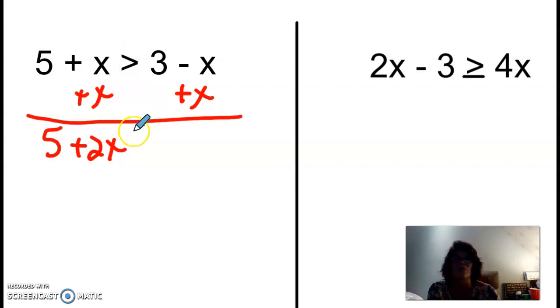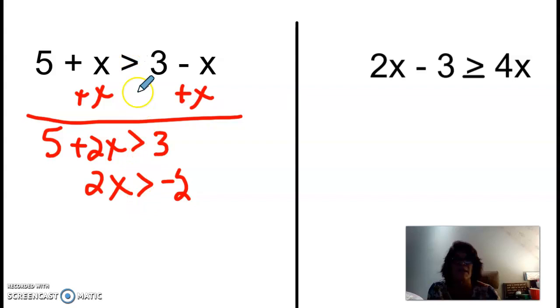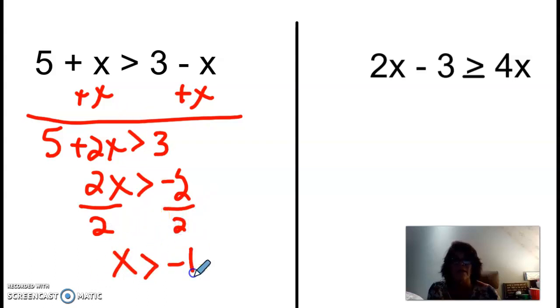We didn't divide or multiply by a negative, so we can keep that as greater than. I'll subtract 5 from both sides. Just because 3 minus 5 is -2 doesn't mean I do anything here with the greater than. I didn't divide or multiply by a negative. Here I'm dividing by a +2. I get x is greater than -1. And that's how we write it in interval notation.